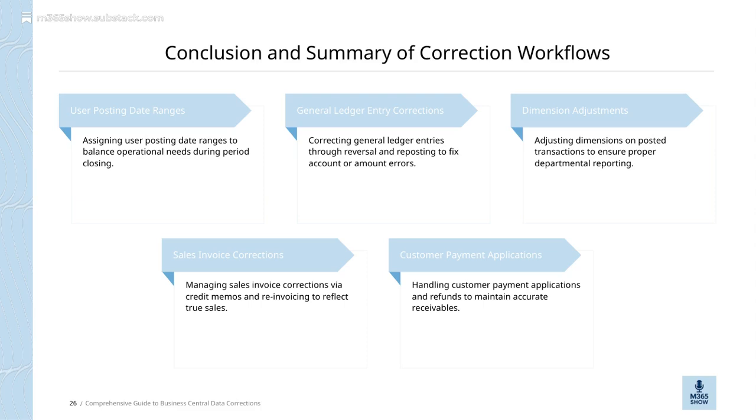We also talked about adjusting dimensions on posted transactions. This allows us to correct departmental or project-specific details, which is vital for accurate reporting and analysis across different parts of our organization. In addition, correcting general ledger entries through reversal and reposting helps us fix any errors in our accounting records, ensuring our financial data remains reliable and compliant. Finally, assigning user posting date ranges gives us flexibility during period closing. It helps us control when transactions are posted, balancing operational needs with the accuracy of our period reports.